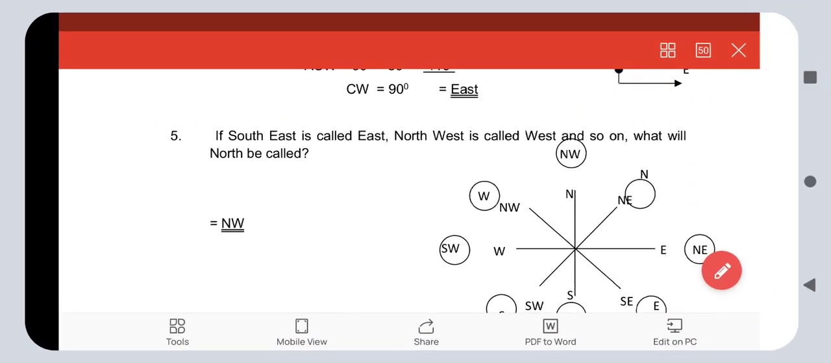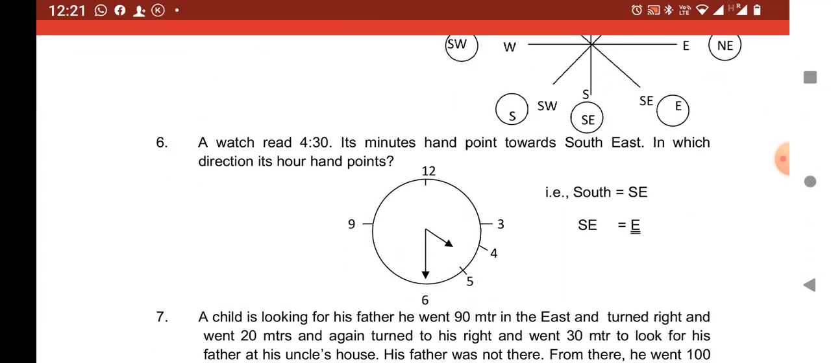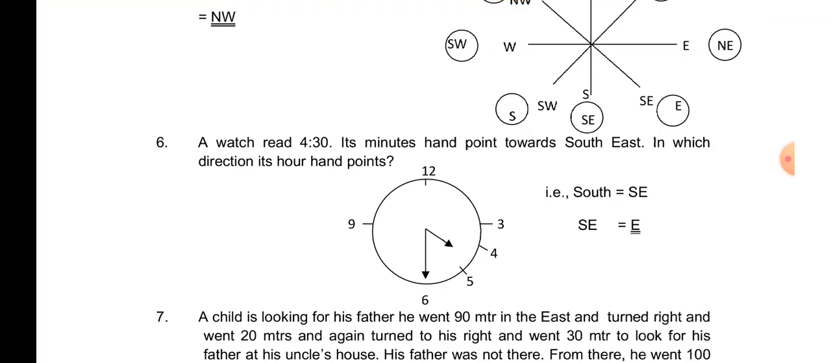Next question, question number 6. A watch reads 4:30. Its minute hand points towards the southeast. In which direction does the hour hand point? Now the time is 4:30. Its minute hand points towards the southeast.